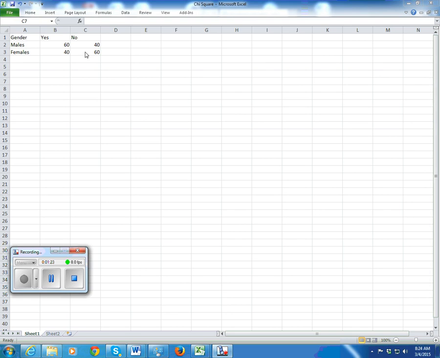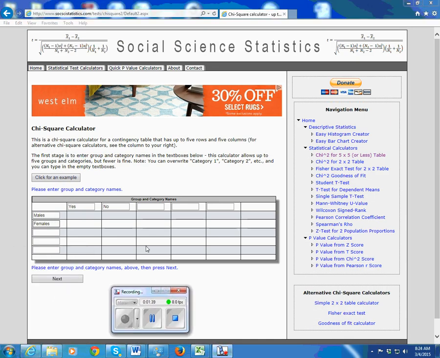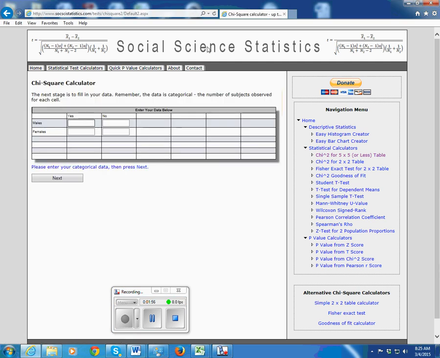I could show you how to do this in Excel, but there's a much simpler way to figure this out. We're going to use chi-square, and I'm going to go to a web-based application. In this web-based application, you'll notice that I found a way to compute and find out if there is a difference between these two groups using this chi-square calculator. I already have my yes, no, and males and females here. So I click next. And now I'm going to put the numbers, the percentages in there. So we had 60-40, and we had 40-60.